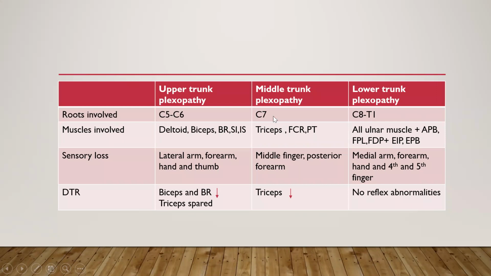Ideally you don't get an individual middle trunk lesion. It's very rare to get an isolated middle trunk plexopathy. Lower trunk plexus, C8, T1: all ulnar innervated muscles plus APB, FDP, extensor indicis and extensor pollicis brevis are affected. But remember extensor indicis, that differentiates it from the medial cord. In the lower trunk, the medial arm and forearm, that is MABC, is affected, and the ulnar nerve is also impaired. There are no reflex abnormalities in lower trunk plexopathy.